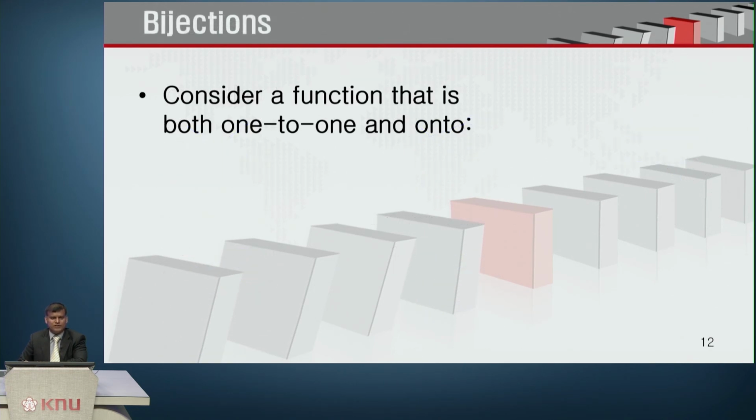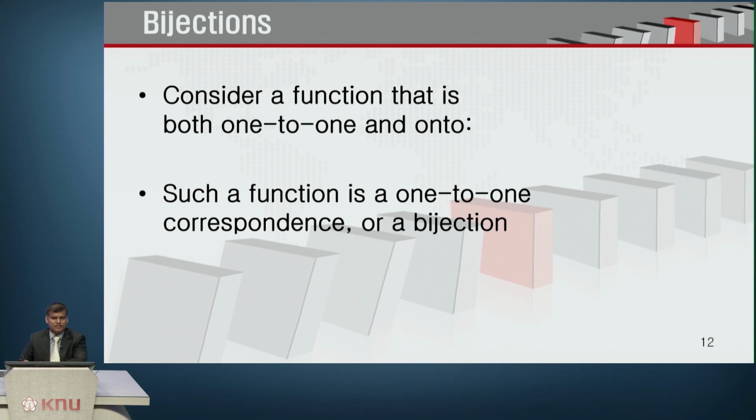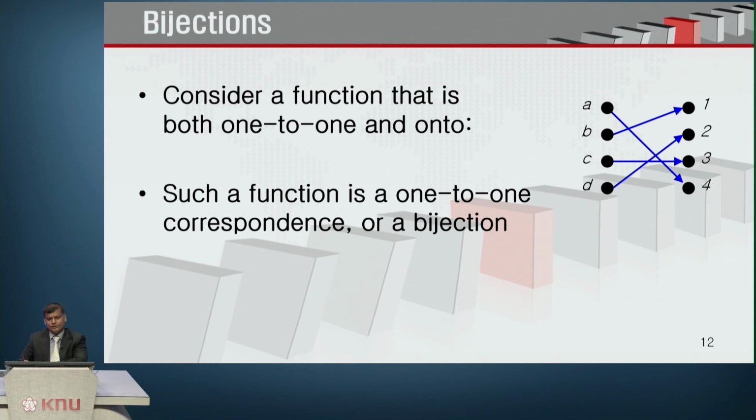Bijections. Consider a function that is both one-to-one and onto. Such a function is a one-to-one correspondence or bijection, and these kinds of functions have some unique features. Later we will see the so-called inverse function, and these kinds of functions have a unique role in that part.